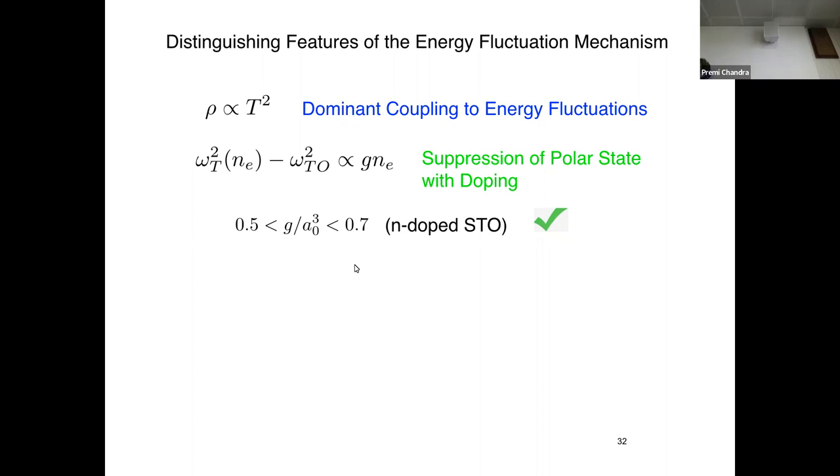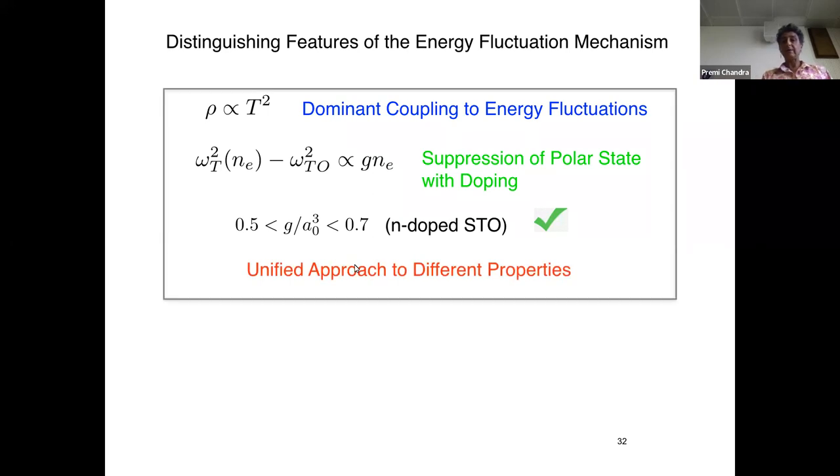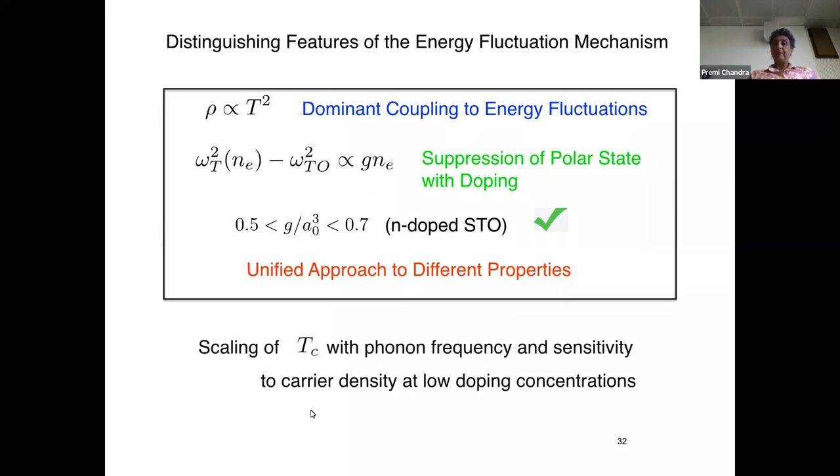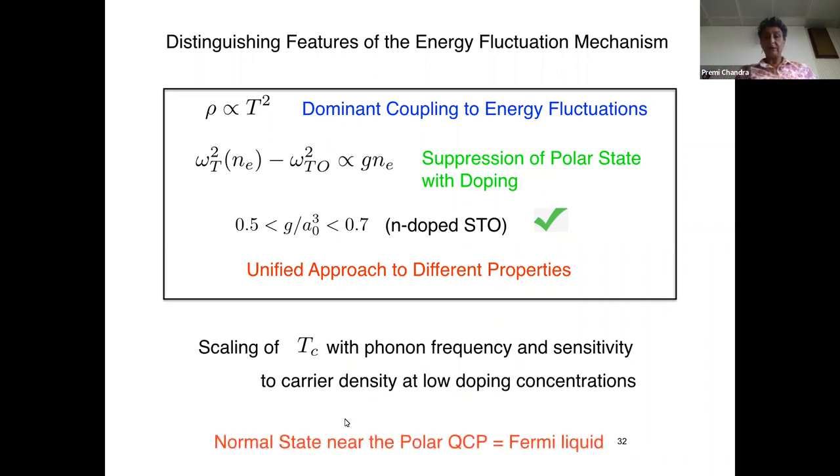It's not like one is 100 and one is minus 10 to the minus 5. They're all in the same ballpark. So that's good news. To me, one of the appealing aspects of this is it has a unified approach to different properties. But there's still things to be done. It gives us a scaling of TC with the phonon frequency and sensitivity to carrier density at low doping concentrations.